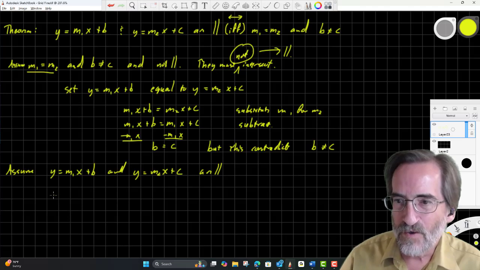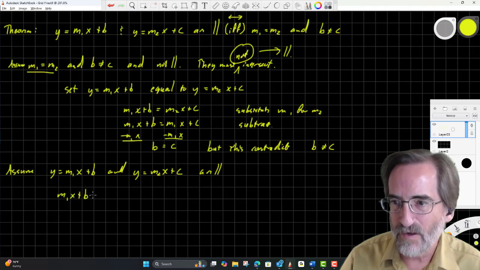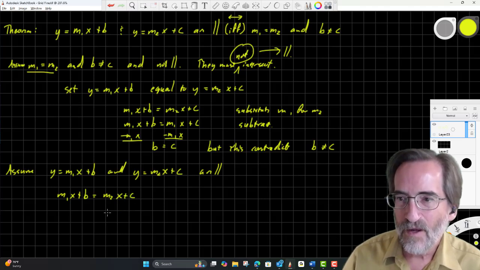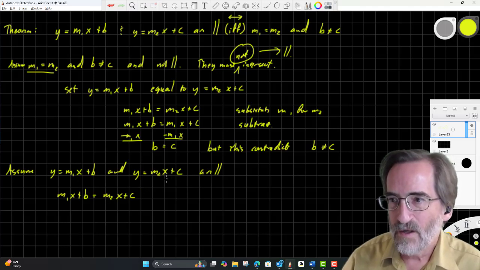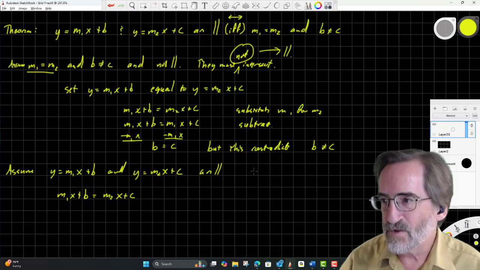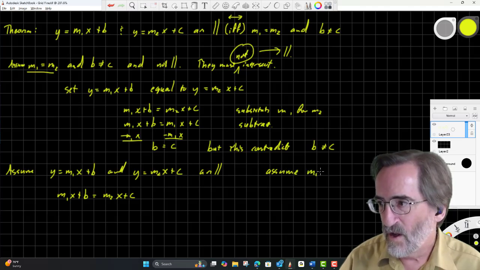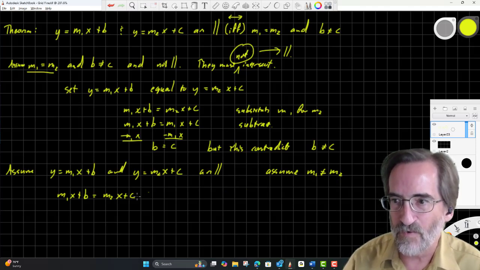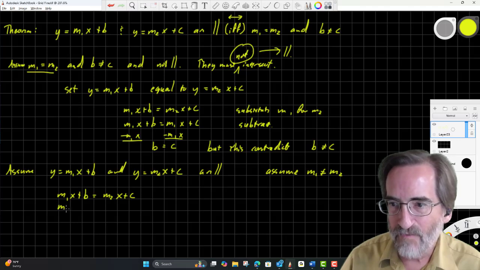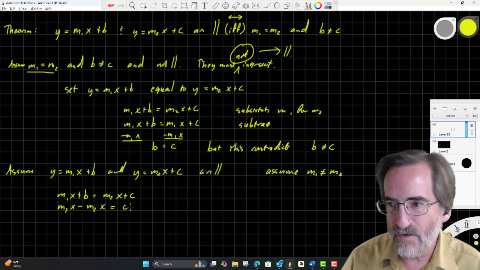Okay, so let's again set them equal to each other. m1 x plus b equals m2 x plus c. And let's see if we can find a point of intersection, assuming that m1 does not equal m2. Assume m1 does not equal m2. And we'll show that that leads to a contradiction, and it must be true that they're equal. Okay, so subtract: m1 x minus m2 x equals c minus b.